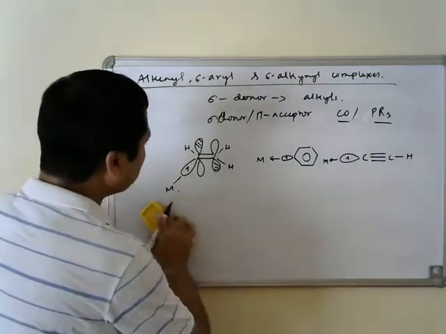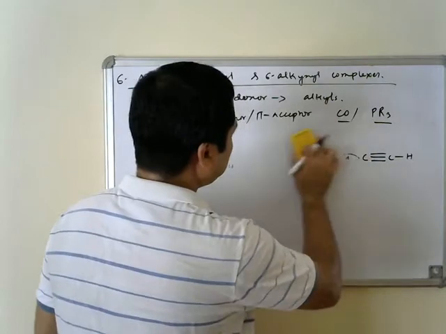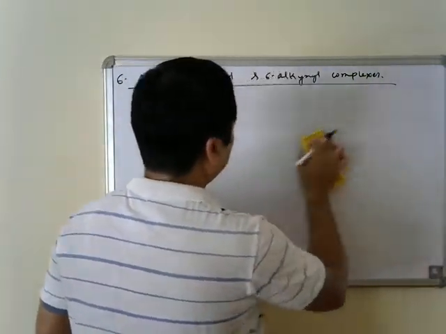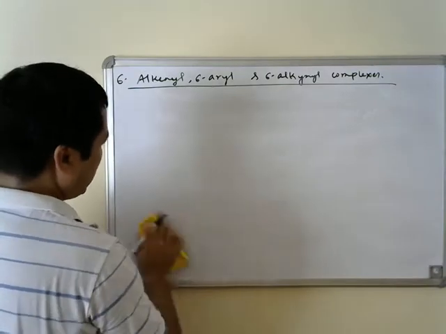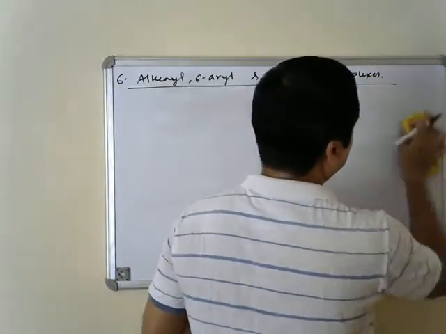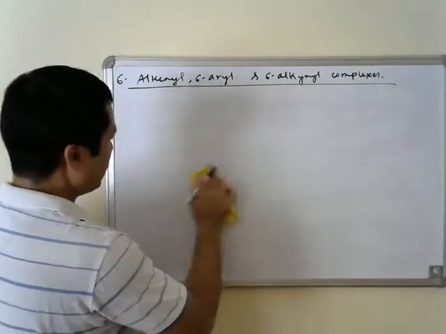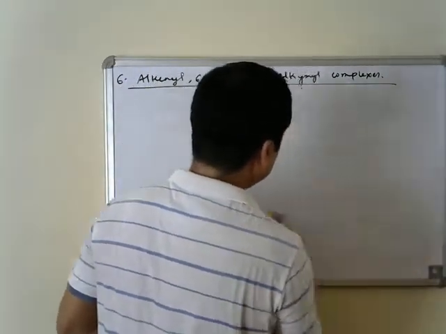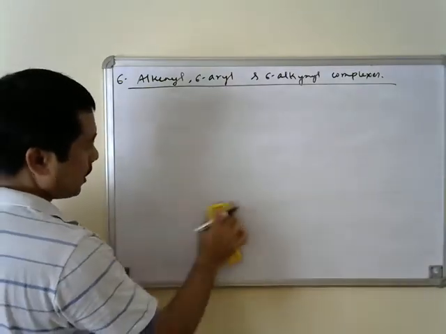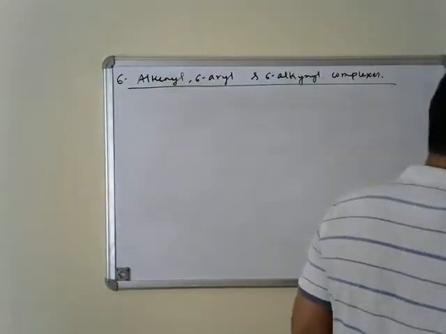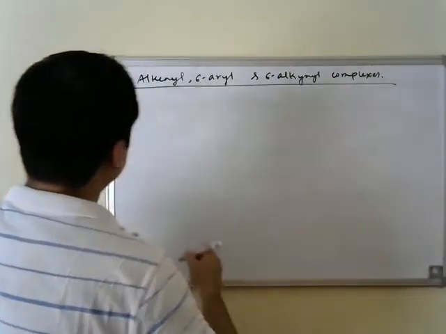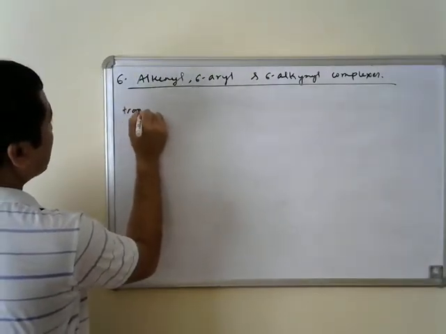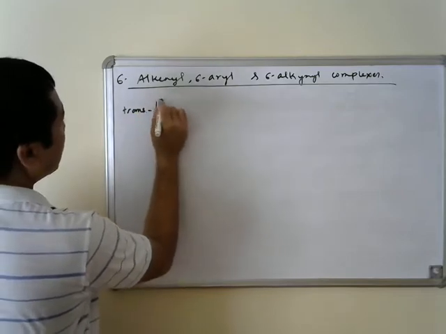So let us look at some of the experimental data and verify if such pi back donation occurs in these sort of complexes where alkyls, alkenyls or alkynyls use a hybridized atomic orbital to form sigma bond with metals. So let's look at some structural data.